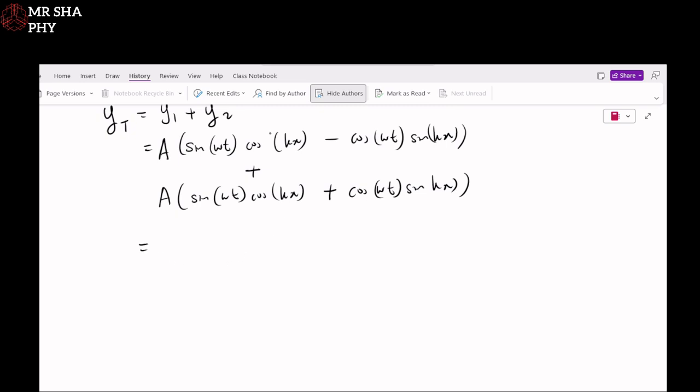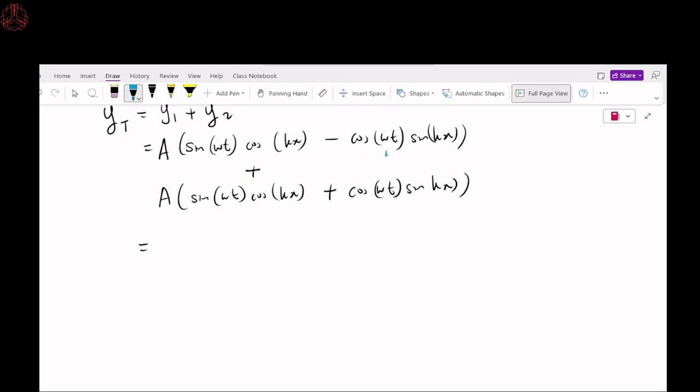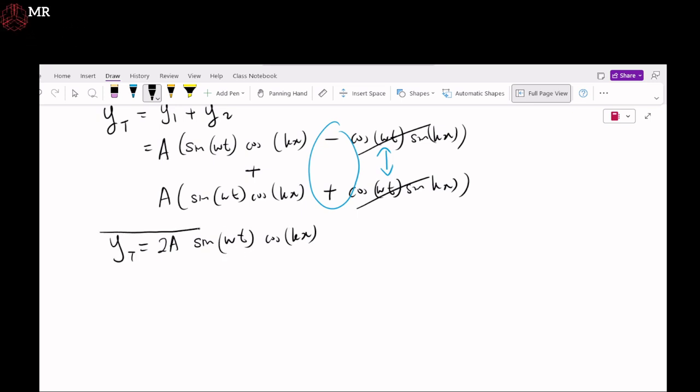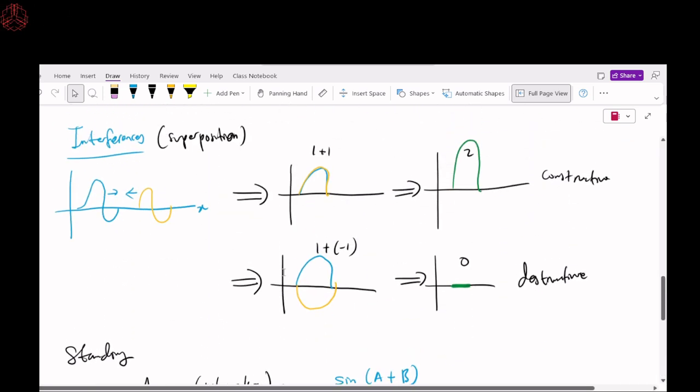But what you might realize is that these two terms are exactly equal except for their sign, so they cancel out. A plus A is just 2A, then I have sine ωt cos kx. That's what I'll have. So my resultant wave will follow this wave equation. Okay, so that's all for standing waves.